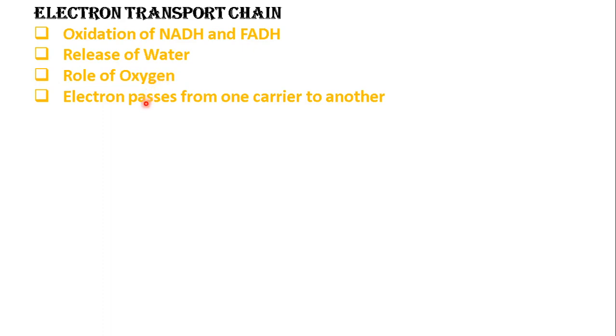Some carriers are located over the inner membrane of mitochondria. Over those carriers, electrons get transported from one to another, finally to be accepted by oxygen and form water. During that transportation, there is release of ATP. And the electrons, from where will they be coming? They will be coming out from NADH and FADH.